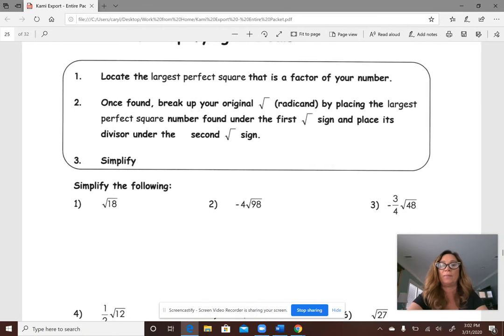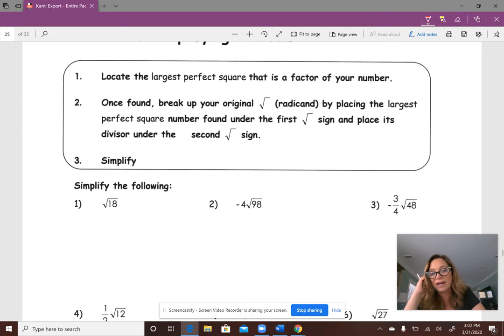If you don't, I did type some directions, and it says, locate the largest perfect square that is a factor of your number. You can use your calculator to help you with this. If you take the number under the radical sign, which is called the radicand, and you put it in your y sub 1, like 18 divided by x, that shows you factors of 18. Now, you're looking for the largest perfect square factor.